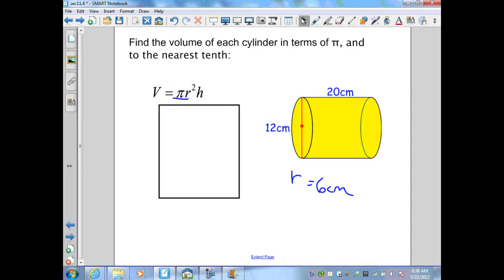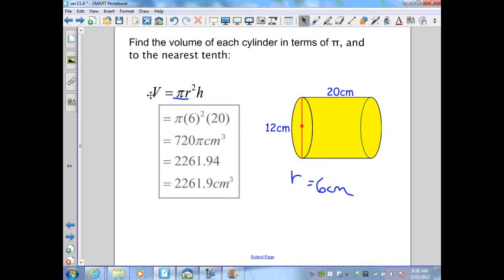When I substitute into the formula, I'm going to have V equals pi r squared. Our radius is 6 times the height, which is 20. They first want me to solve this in terms of pi. Therefore, I multiply 6 squared times 20. I get 720 pi centimeters cubed.